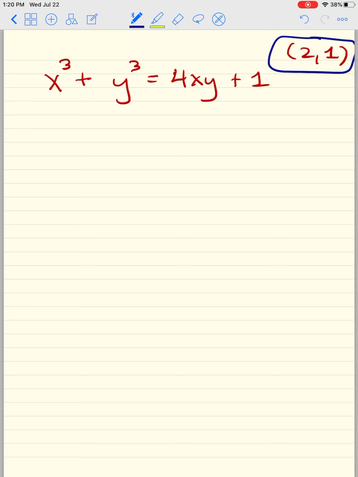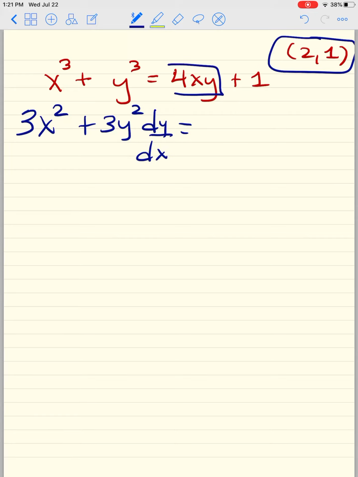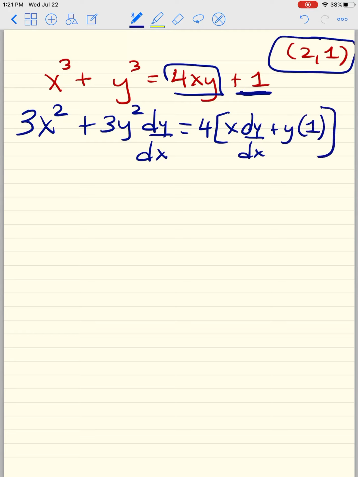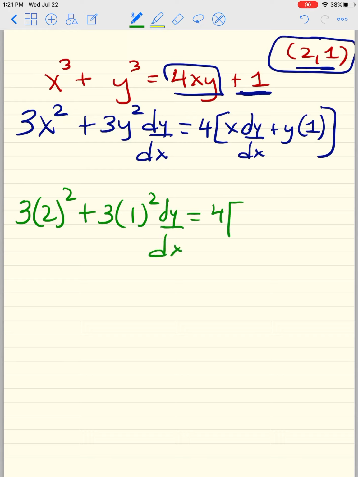This one here, the point is 2, 1. This is 3x squared. This is 3y squared, but it's dy/dx. This here is a product rule. I'm going to leave the 4 out and do the product. I'm going to keep the first, derivative of the second, plus keep the second, derivative of the first. And this guy right here is a 0. Now, because I have a point to plug in, I'm not going to clean it up just yet. I'm going to plug the point in. So 2 is x, 1 is y. So I have 3, 2 squared, plus 3, 1 squared, dy/dx is equal to 4.